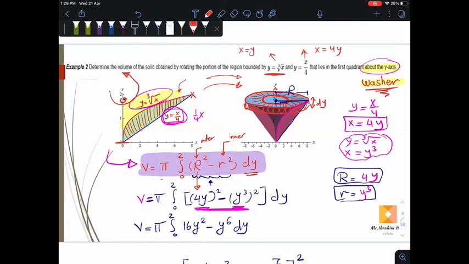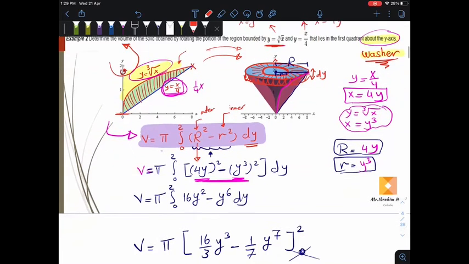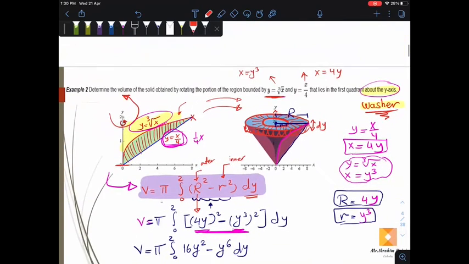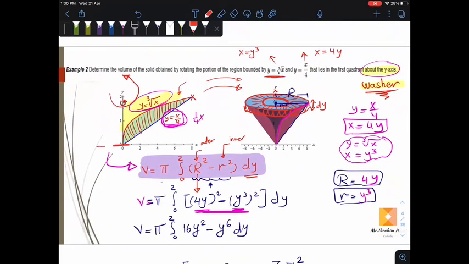You should first solve the equations up here with respect to y. So we can cube each side in the first equation, and multiply each side by 4 in the second equation. Squaring 4y gives 16y squared minus y to the power of 6, and integrate each one separately: 16 over 3y cubed minus 1 over 7y to the power of 7 from 0 to 2. You can find 0 to 2 from the first graph on the y-axis, and it is easy to find, or complete your question.